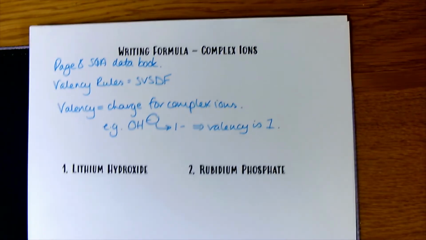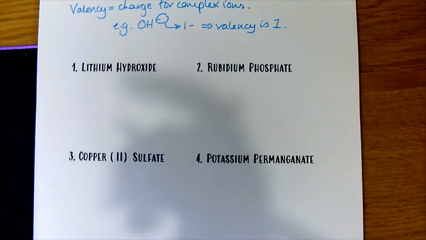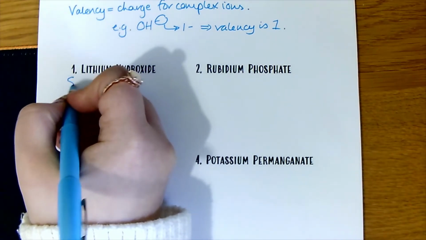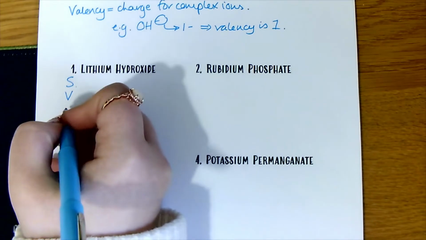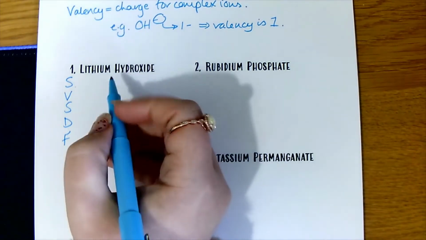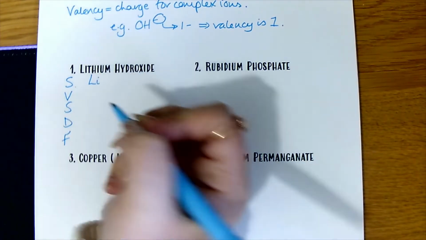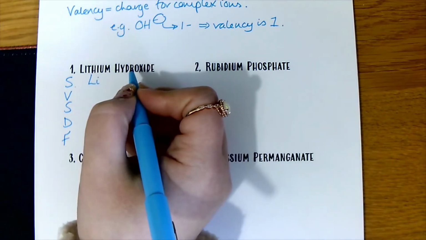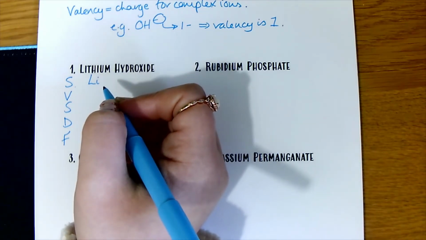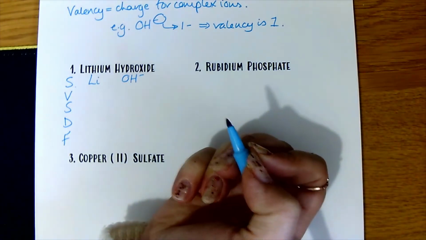Using that information, let us work through some examples together. For our first one, we have lithium hydroxide. The very first thing to do is write down your valency rules at the side. Symbol, valency, swap, divide and formula. And now fill in the symbols for our elements. So lithium is in group 1, symbol is Li. Hydroxide is a group ion, so you go to page 8 of your data booklet, you look at the table at the very top and you'll see that hydroxide has the symbol OH minus.